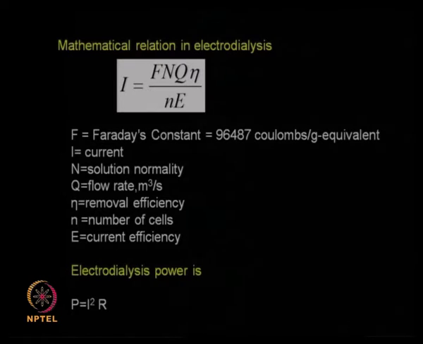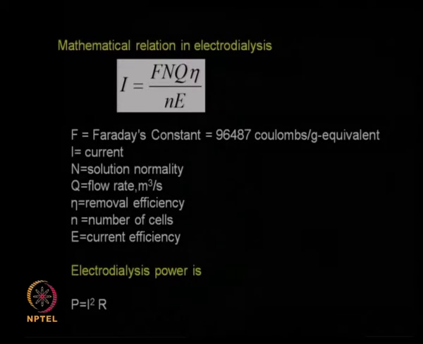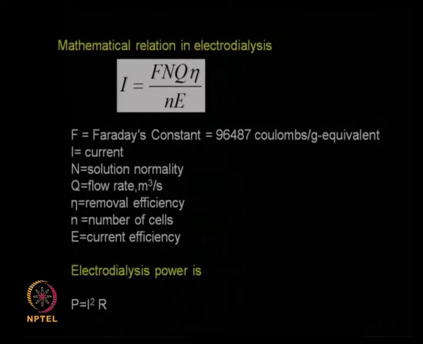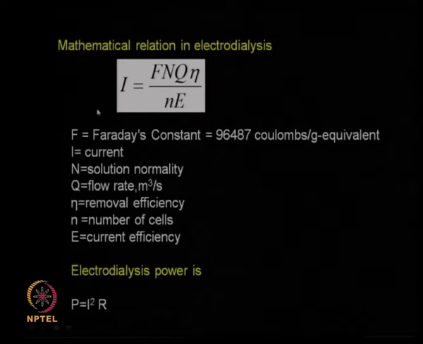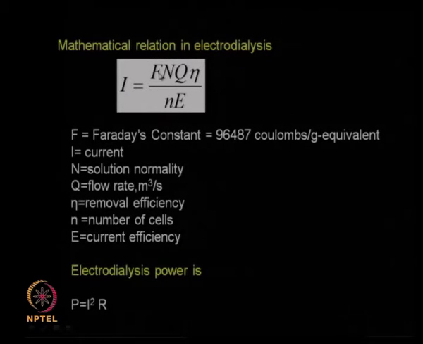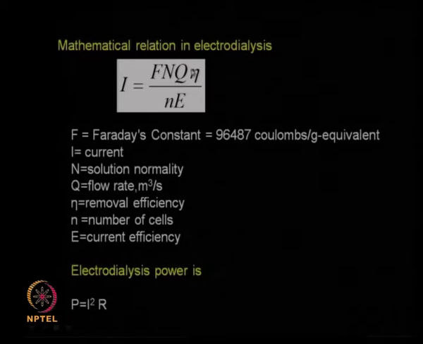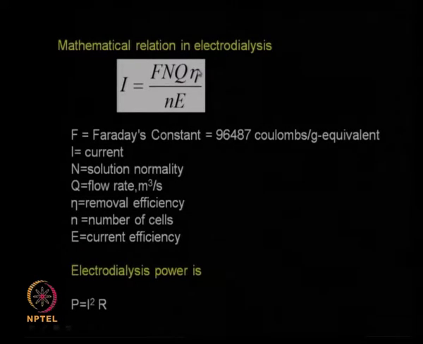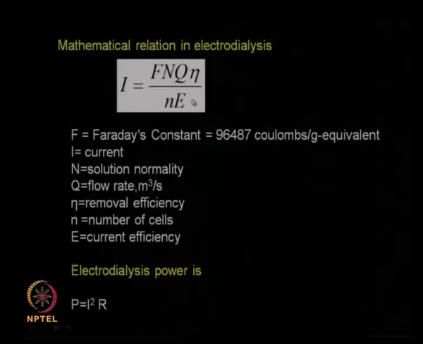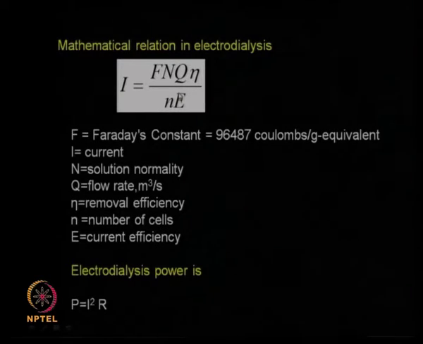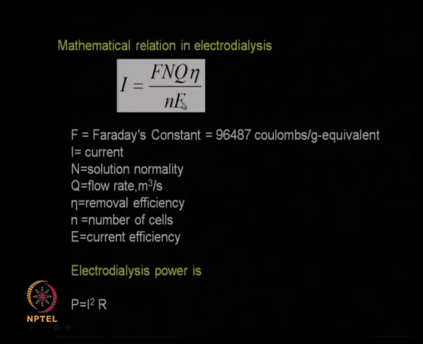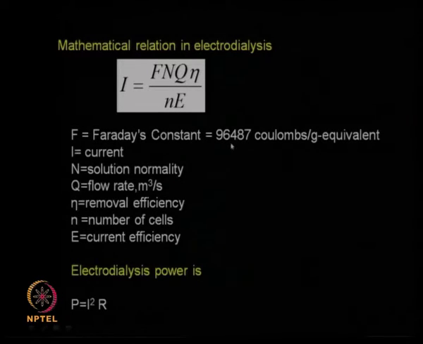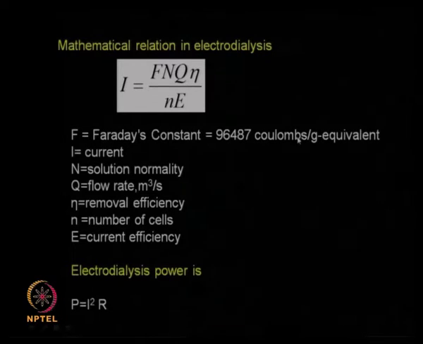So there is a mathematical relation which connects the current that is flowing with the charged particle details, you know. So you have current I is equal to, this is a constant, it is called Faraday's constant, N is the solution normality, Q is your flow rate, eta is your efficiency, N is your number of cells, E is your current efficiency. So eta is a removal efficiency, E is your current efficiency, do not forget. Now F is the Faraday constant, so this is the normal number for the Faraday constant, okay.